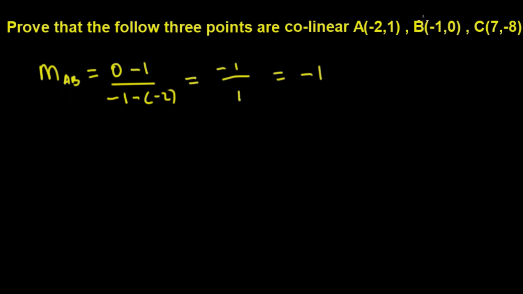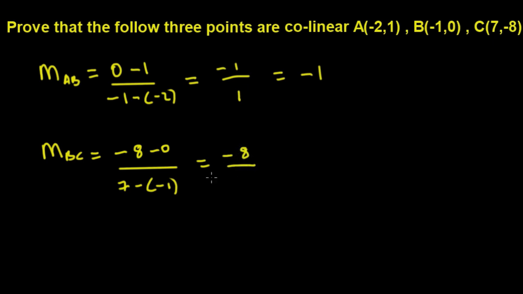So now we could look at the line BC. So we could say the gradient M of BC is going to equal, well, we do the same here with the B and the C. We have minus 8 minus 0, divided by 7 minus minus 1, and that's going to give us minus 8 upon 7 plus 1, which is 8, which equals minus 1.